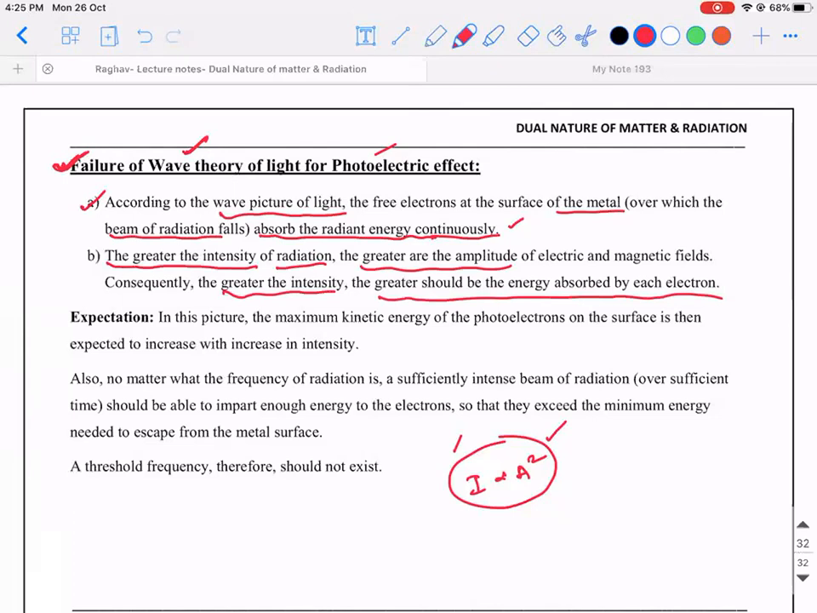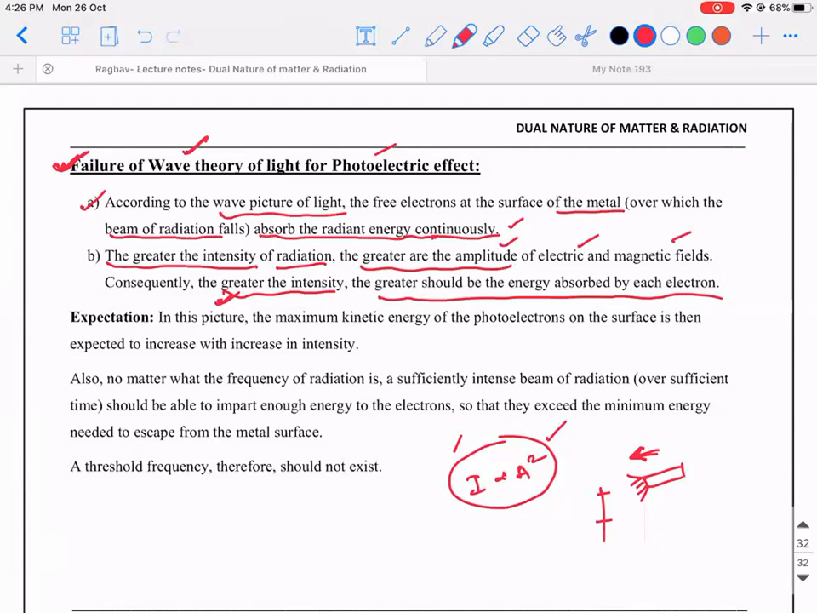I'm repeating it. According to wave theory, let's say there is a photosensitive plate, and there is a light source having a greater intensity. Let's say the light is falling on this surface. When I bring it close, I'm increasing the intensity of it. Now comes the question: according to wave theory, what should have happened? If the intensity of this radiation is increased, then the amplitude of electric and magnetic fields will also increase, because light is an electromagnetic wave. It has electric and magnetic fields. So what should have happened when you increase the intensity? The electrons also should have absorbed a greater amount of energy.